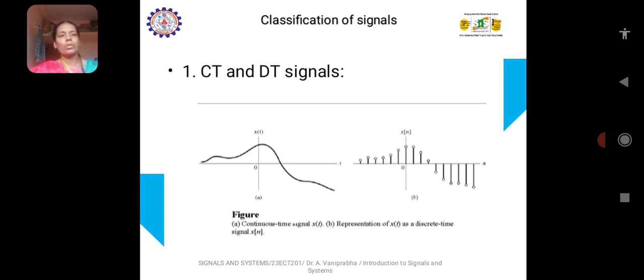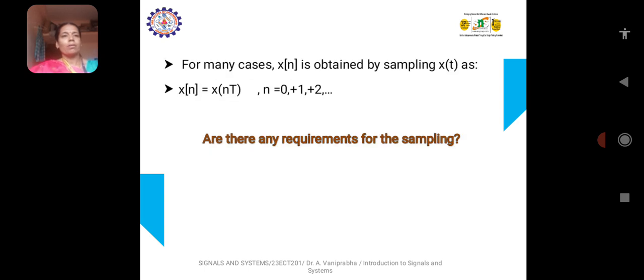It is not a smooth curve. So how can these discrete time signals be obtained? It can be obtained by sampling the continuous time signal x of t, whereas the discrete time signal is represented as x of n. n stands for discrete time, t stands for continuous time. Therefore, this n can be obtained by sampling the t. It is nothing but x of nT, where n is an integer: 0, 1, 2, 3, 4.